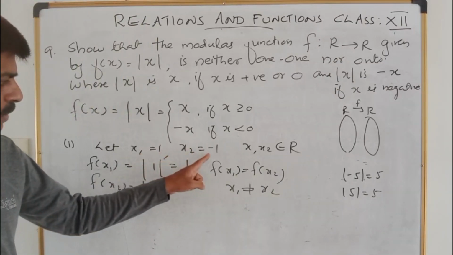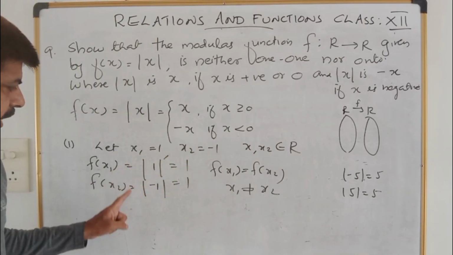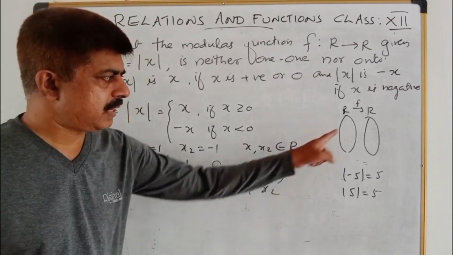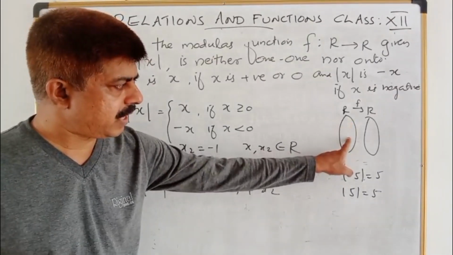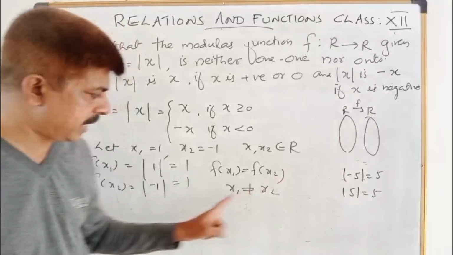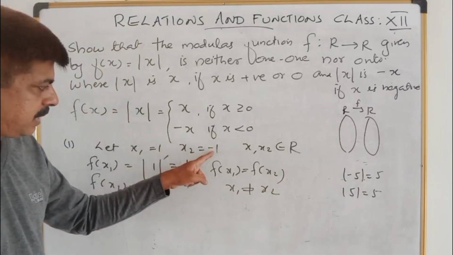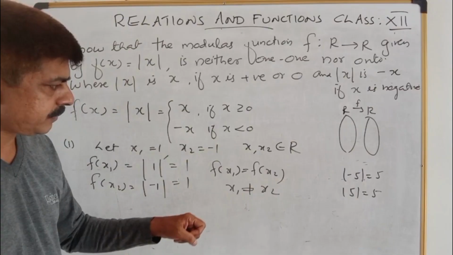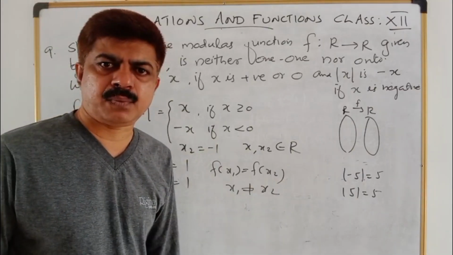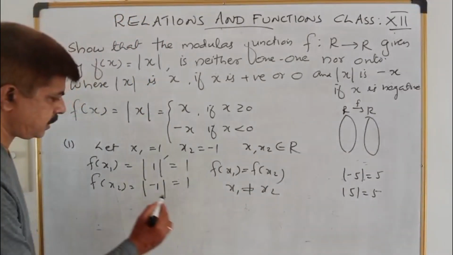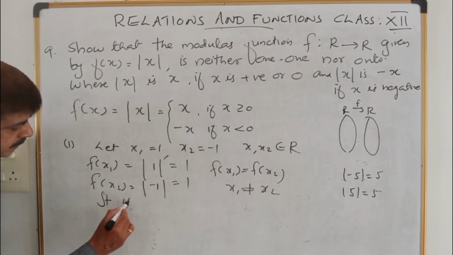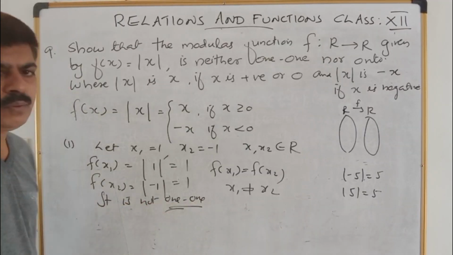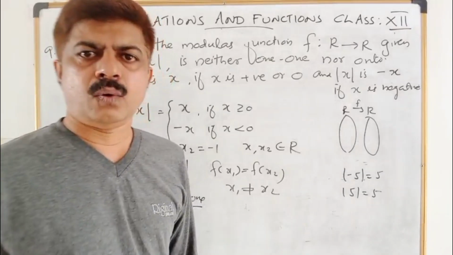So x1 and x2 are different, but f of x1 and f of x2 are the same. It should not come. One-one means every element in the domain has one and only one image, but we are getting different elements with the same image. So we can prove that it is not one-one. Now we have to prove whether it is onto or not.